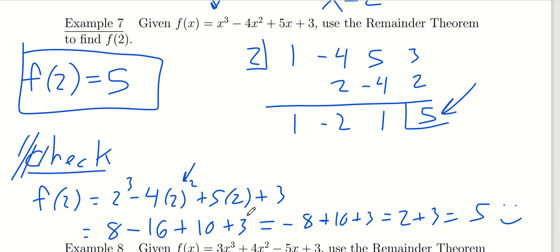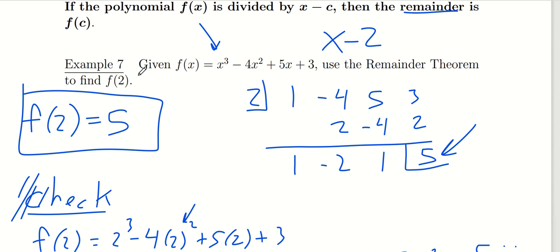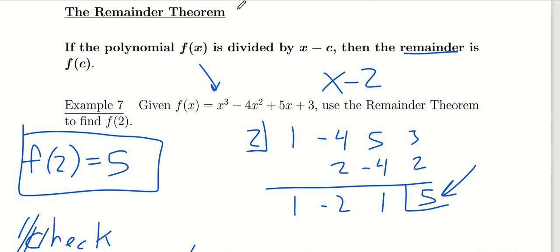So it does work, and it's a nice way to do some function evaluations if you have polynomials that are large in order. So again, what does the remainder theorem say? If you take the polynomial f of x, when it's divided by x minus c, the remainder you get from that polynomial division is equal to the function f evaluated at the value c. And this value c, by the way, is the same number that you would put into your block in the synthetic division.